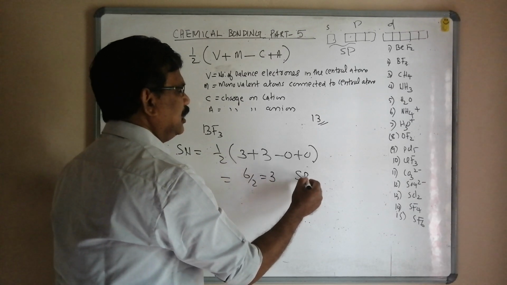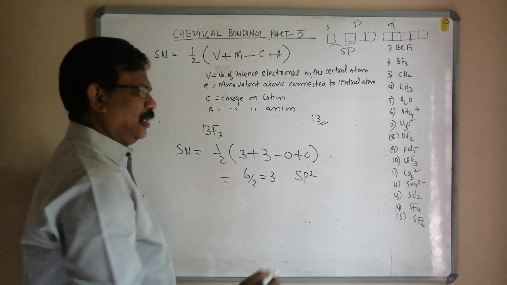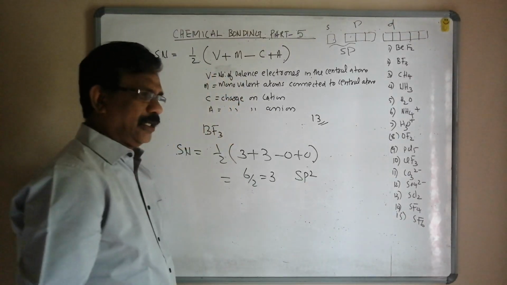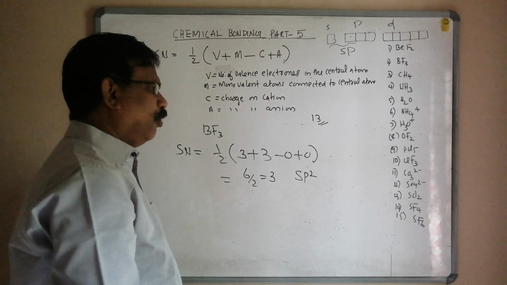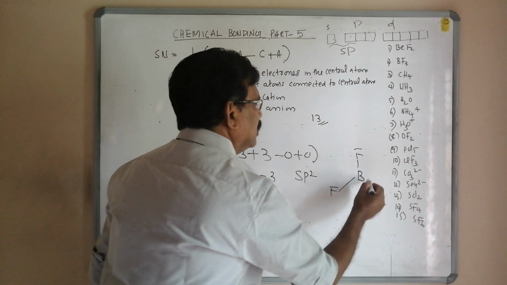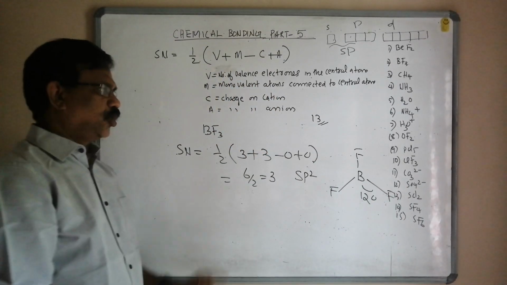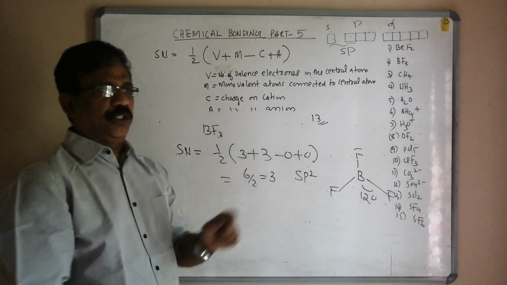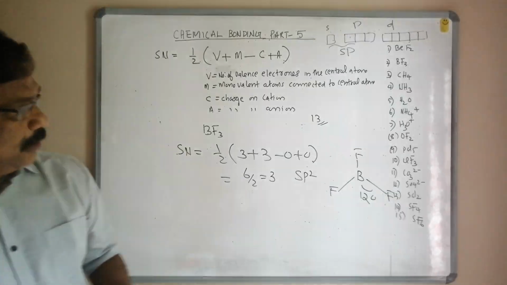So hybridization is sp2. BF3 molecule is planar with a bond angle of 120 degrees. Shortcut way: hybridization sp2, shape planar, bond angle 120 degrees. That is about BF3.